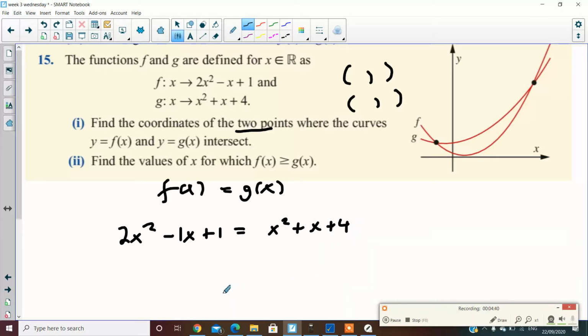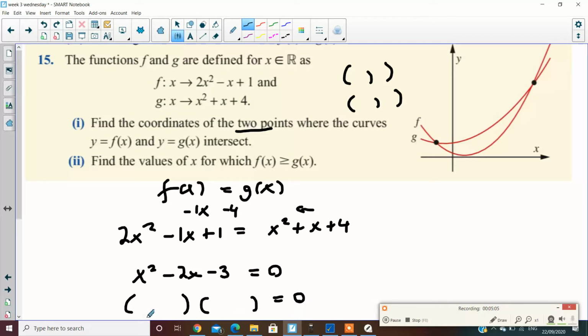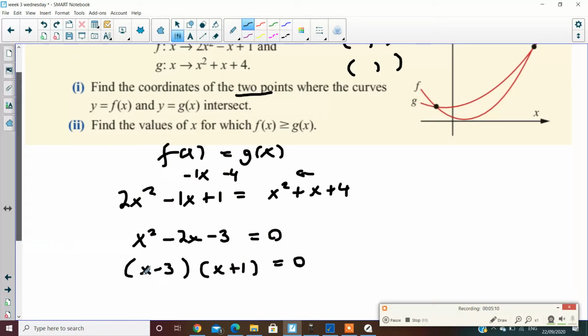And then after that, guys, bring it all over to one side. 2x squared, take away x squared. Then bring that over to get minus 1x. Then bring the 4 over and it becomes minus 3. Two numbers that multiply to give me minus 3 but add to give me minus 2: minus 3 and 1. Your two answers therefore are x equals 3 and x equals minus 1.